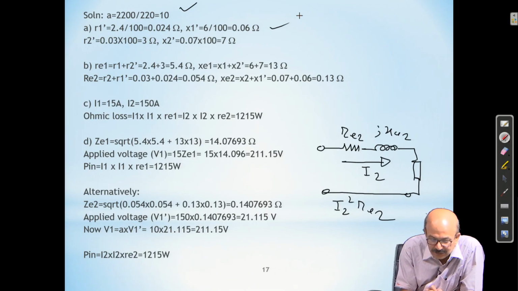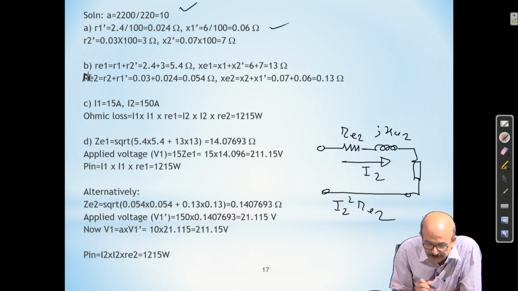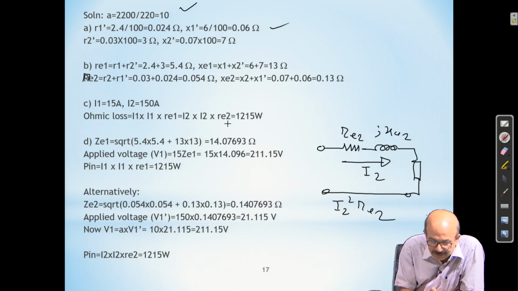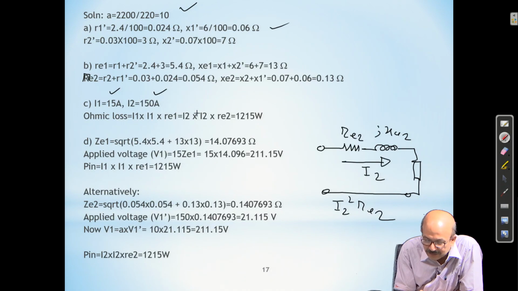and similarly X2. Effective resistance you can calculate like this: RE1 is R1 plus R2 dash, XE1 is X1 plus X2 dash, and similarly RE2 and XE2. And then ohmic loss you can calculate. The rated current of 15 ampere flows through the primary high voltage side, and to the secondary low voltage side the current is more. Ohmic loss is I1 square into RE1, and that will be equal to I2 square into RE2, and that will be this, you can check.